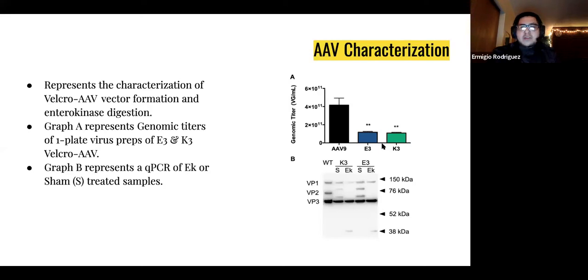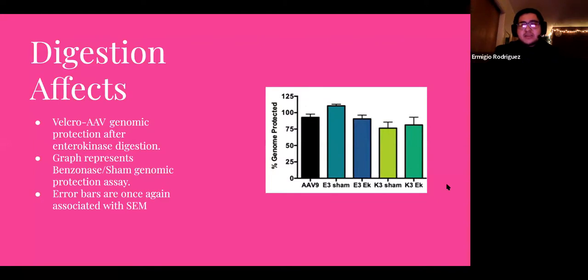So after this whole characterization, they asked themselves, how does EK or sham affect the capsid structural integrity? To answer that question, researchers had to dilute the virus samples 1 to 10 in endo buffer, which helps isolate the plasmid DNA, and the genomes that remained were quantified through qPCR once again, and that is seen in the next slide. So in doing so, that allowed for the calculation of genomic protection between Benzonase or sham treated samples. These were important due to the reaction causing nuclease activity.